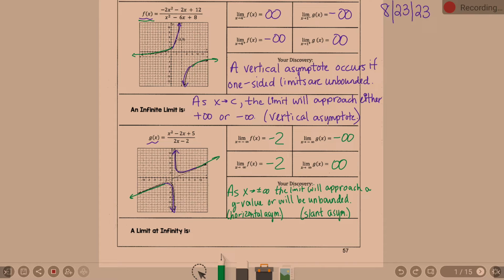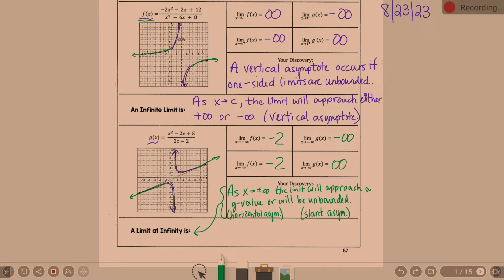I feel like I have the exact same thing written for the next box. So a limit at infinity. So then we're talking about as a limit approaches infinity. And I have the exact same thing here. As x approaches plus or minus infinity, the limit will approach a y value or will be unbounded. Who's drawing arrows? I was thinking about it. That's what I did. Saves us a little bit of time, doesn't it? And the letters. I'm kind of surprised I don't have two different things written in there, so I don't know if I goofed that up. I mean, it is the same thing.